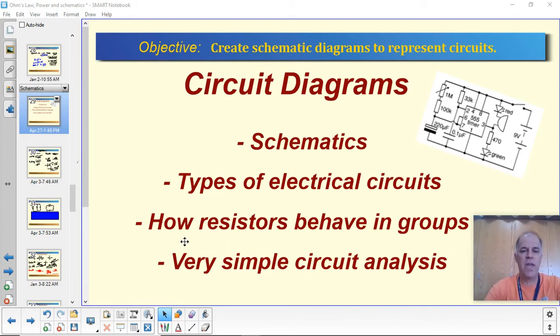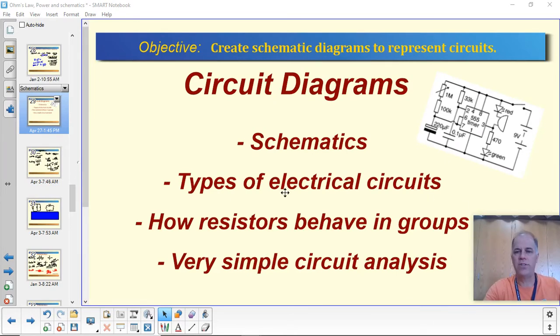And then finally, we'll get into some very simple circuit analysis, just to get it started. Where we're going with this is next time on Friday, we'll have slightly more complicated circuit diagrams, and we'll look into the process of how we analyze those to figure out how much current is flowing through different things and how much power is being produced from where, that sort of thing. So circuit diagrams are very useful tools, and today is just an introduction to circuit diagrams as a thing. So let's start off with the schematics.